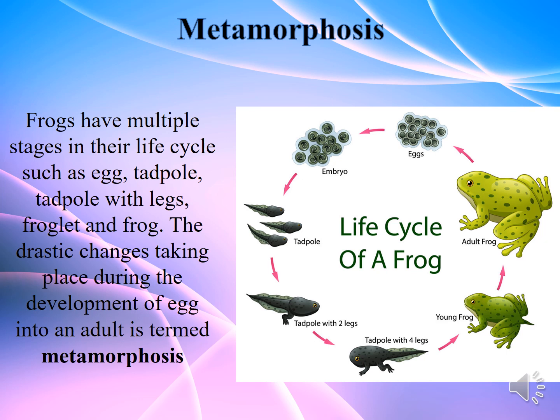So frogs have multiple stages in their life cycle, such as egg, tadpole with legs, froglet or young frog, and a mature adult frog. The drastic changes taking place during this development of egg into an adult is termed metamorphosis.